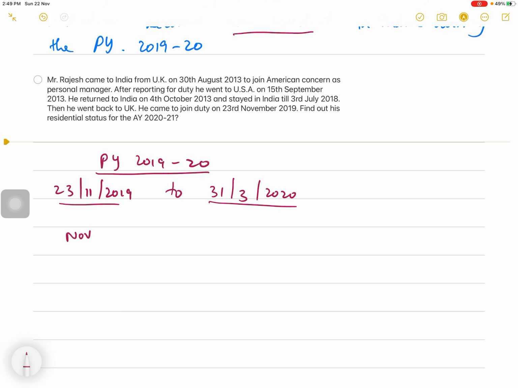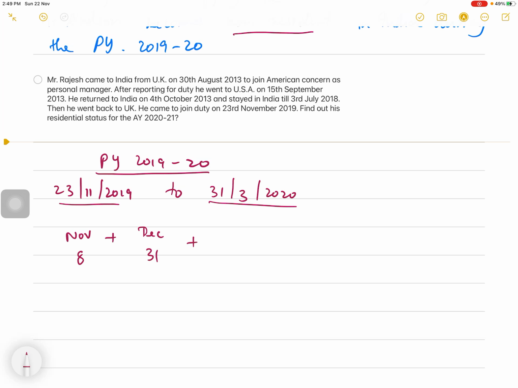So November, he was there on 23rd. So 23rd, 24, 25, 26, 27, 28, 29, 30. That means 1, 2, 3, 4, 5, 6, 7, 8. 8 days of November. The day he comes to India, that day is considered as if he is in India. So 23rd, 24th, 25, 26, 27, 28, 29, 30. These are 8 days of November.